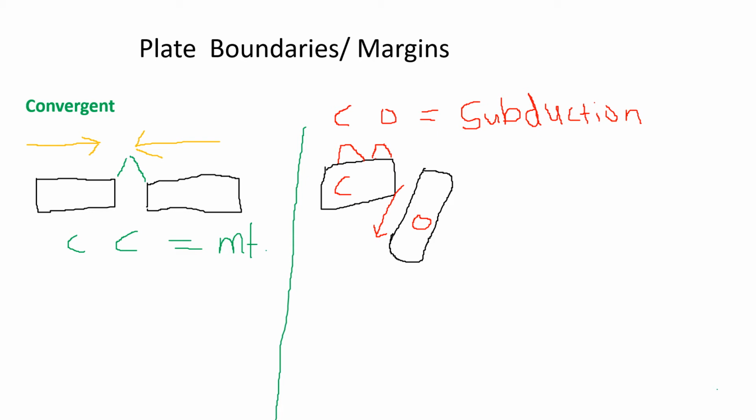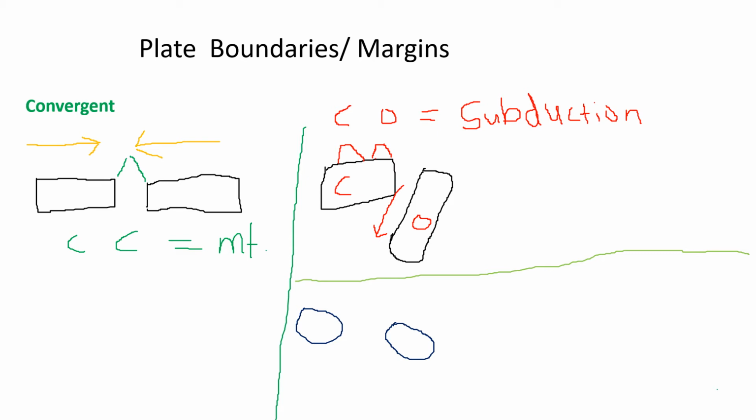We need to look at what happens when we have two oceanic. So we looked at what happened when we have continental and continental, and we looked at what happens when we have continental and oceanic. So now we will look at what happens when we have two oceanic plates. So let's use the color blue. Blue represents water. So we have O for oceanic crust and O for oceanic crust. So what happens here?